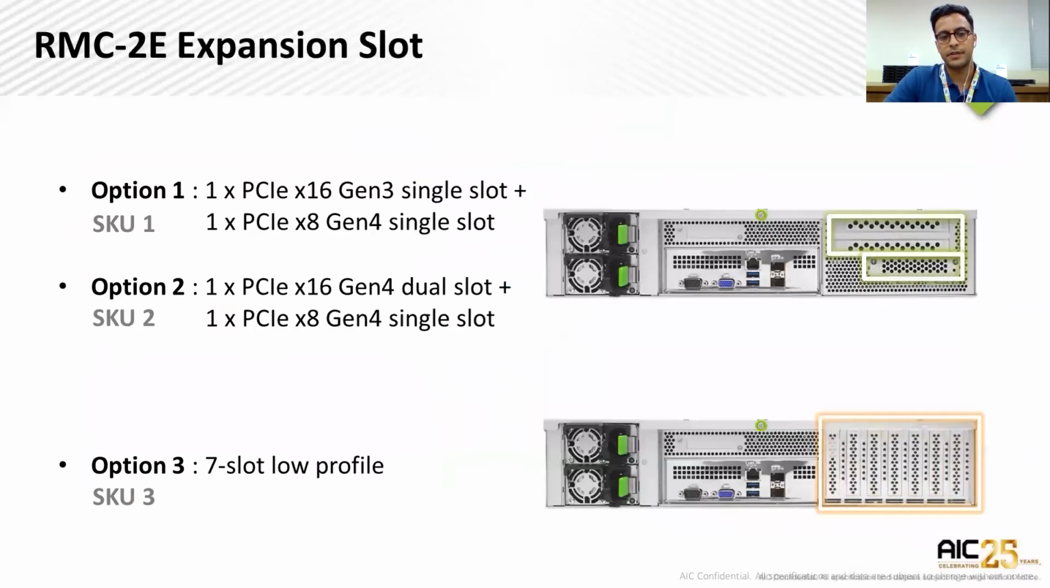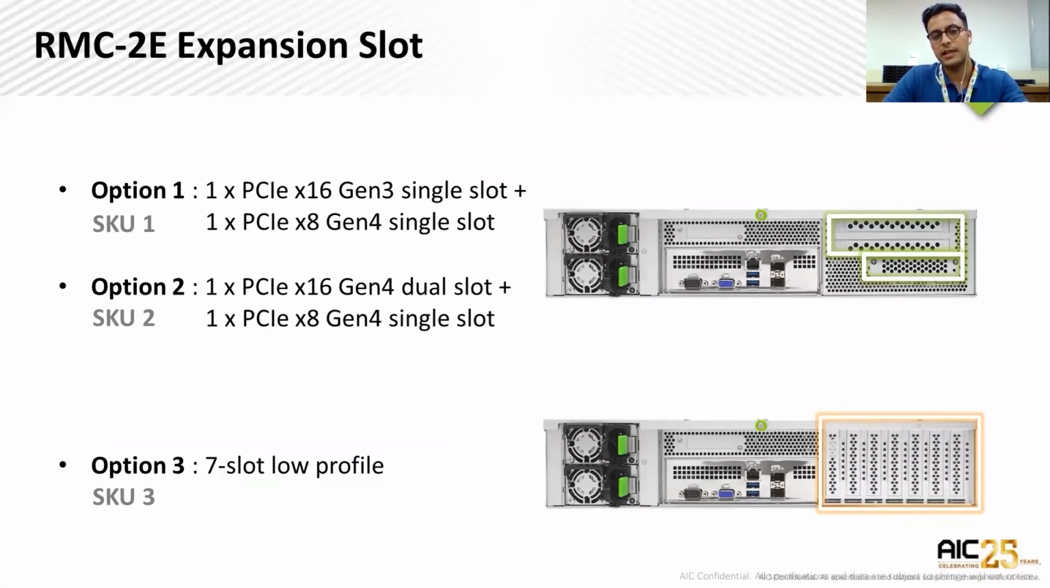There are multiple configuration options to meet the needs of all levels. For general use, we provide a SKU 1, which has 1 PCIe Gen 3 by 16 2U riser card and 1 by 8 1U riser card, and can support 1 full height half length add-on card and 1 half height half length by 8 add-on card.